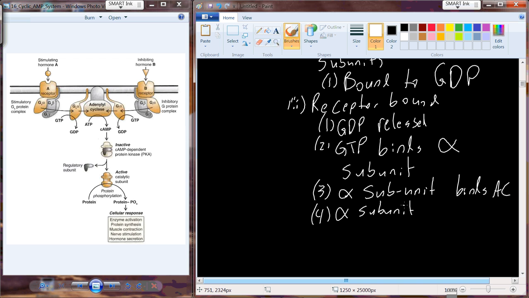And this is all functional because that alpha subunit has a region within that protein that has GTPase activity. It has the ability to break that phosphoanhydride bond, release that energy, and utilize that energy for useful work.